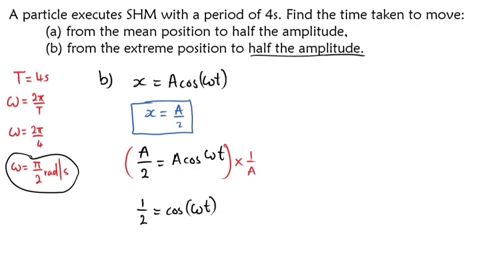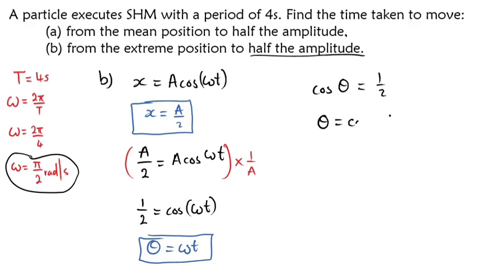Then, like I did, I'll replace omega t with theta. So let theta be omega t. So what does this mean? This means that our expression becomes cos theta is equal to half. So if that's the case, then theta is equal to the cos inverse of half. Now the cos inverse of half is 60 degrees, and 60 degrees is pi over 3.